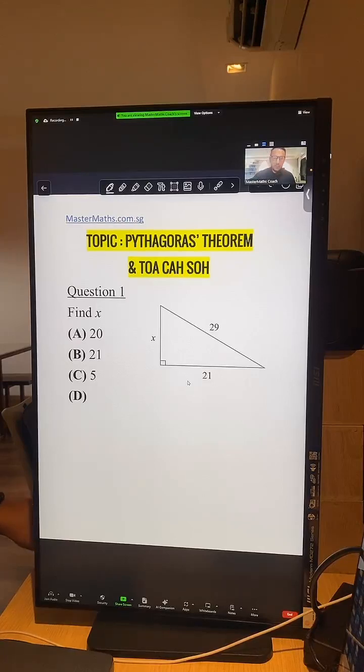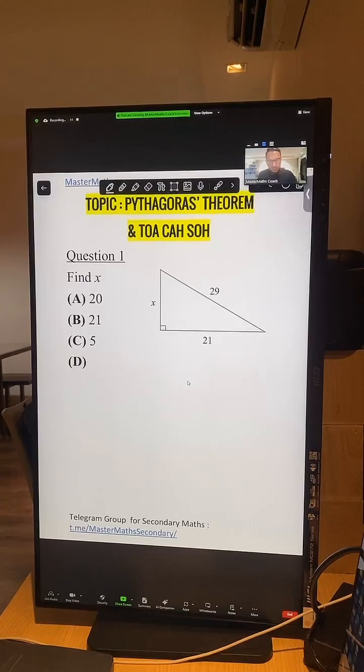Okay, let's get started. Question number 1, we are asked here to find x. Some people will say, oh, find x, they circle this and then they say x is here. Very funny, no lah. When they say find x here, that means they want you to find the value of x. That means the length from here to here.